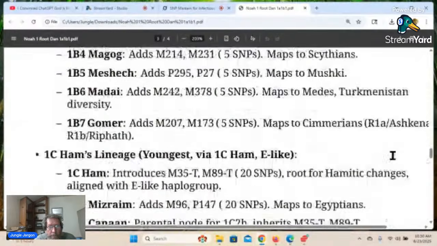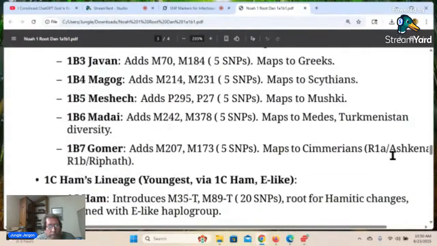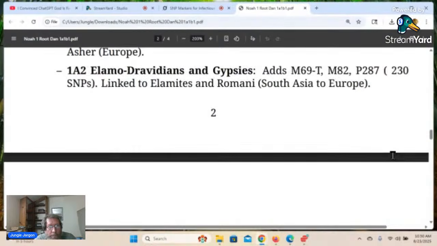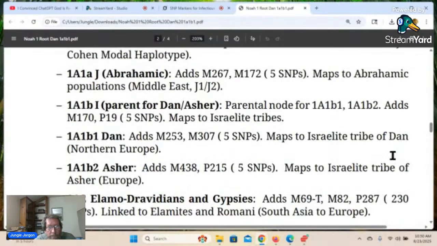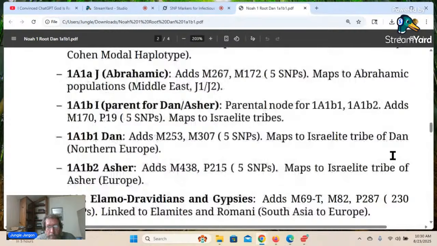Flexibility for sub-branches, adding 1A1B1, Dan, I1, and 1A1B2, Asshur, I2, under 1A1, Arphaxad, IJ, or 1C2H, Sino-Tibetans, under 1C2, Canaan, allows precise mapping of tribes and populations, like Dan's migrations to Northern Europe, I1, M253.